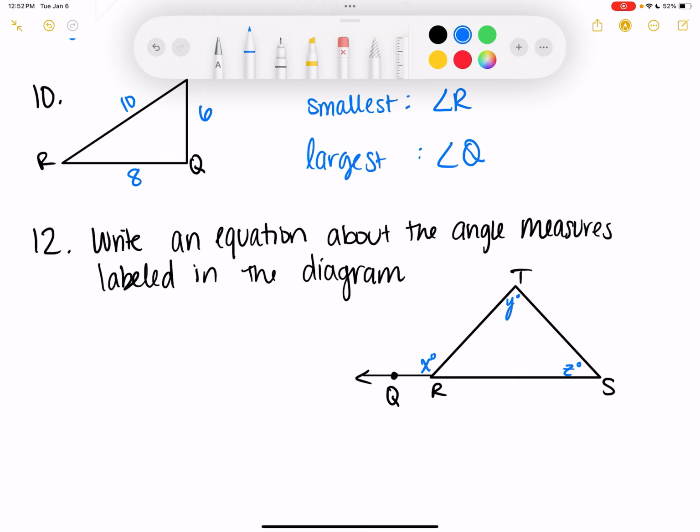Angle T and angle S is equal to angle. Okay, we're looking at X, Y, and Z. Oh, okay, then Y and Z are equal to X. Y plus Z is equal to X. Yep. X is equal to Y plus Z. So the exterior angle is equal to the sum of the two opposite angles.